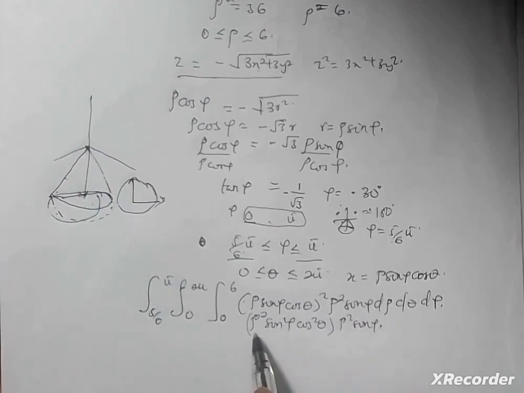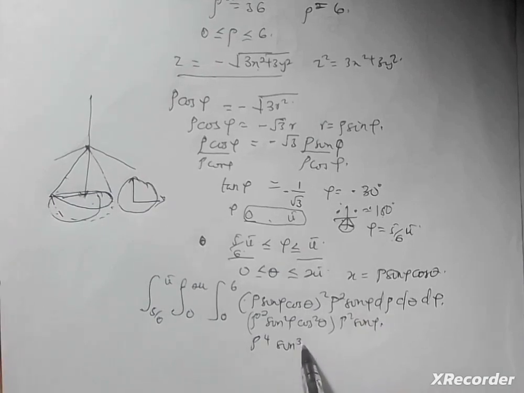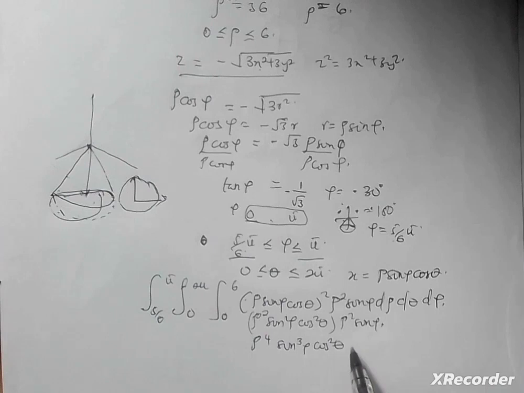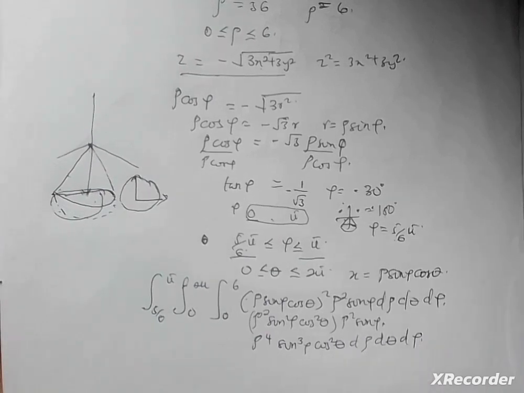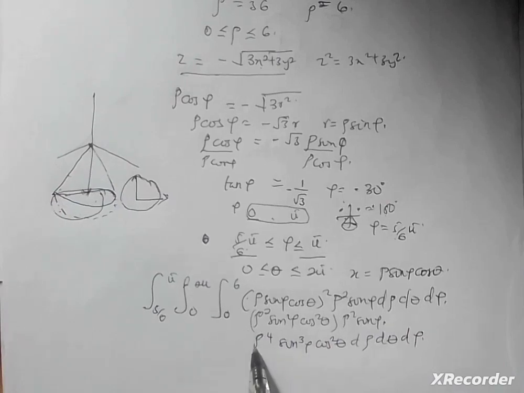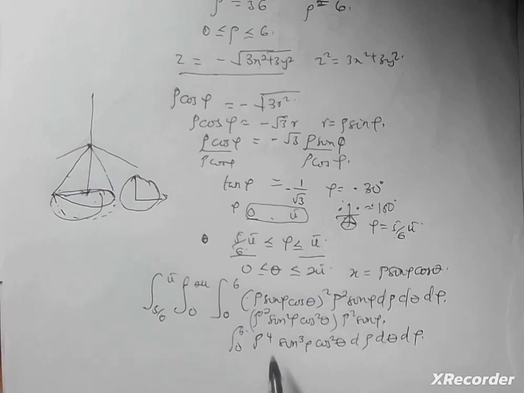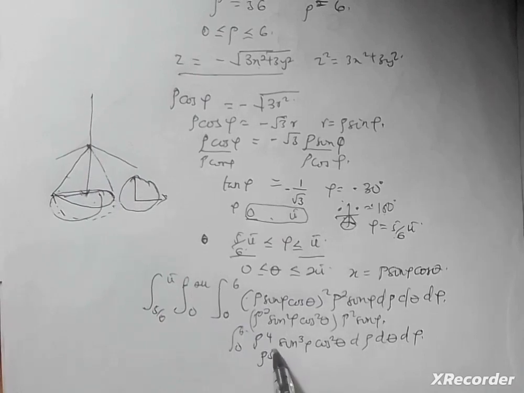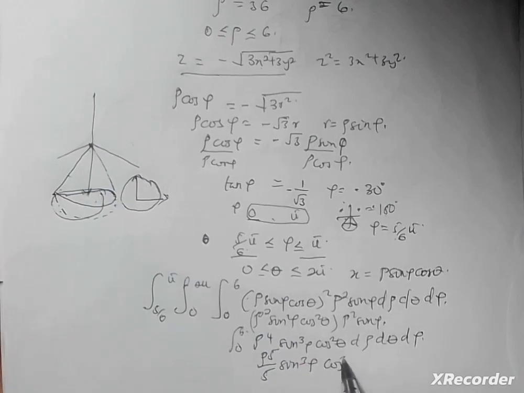Sine phi. I can further simplify this to rho to the power 4 sine cubed phi cos squared theta d rho d theta d phi, right? Now I'm going to first integrate with respect to rho because that is the inner integral. When I integrate this, I'm going to get rho to the power 5 over 5, right?